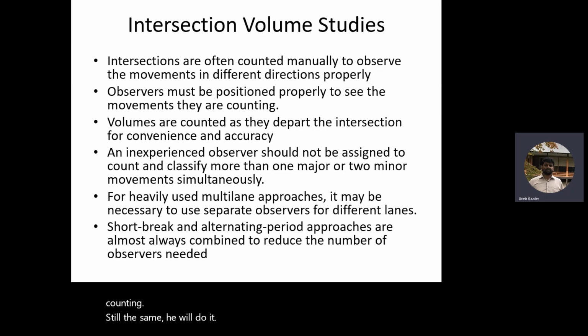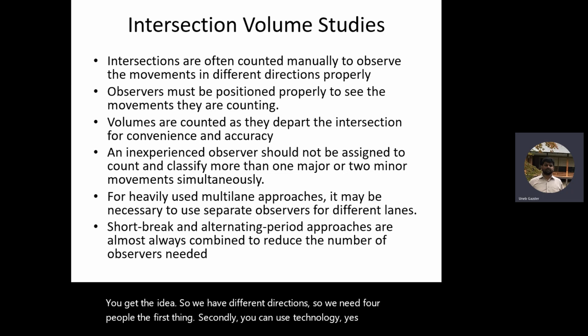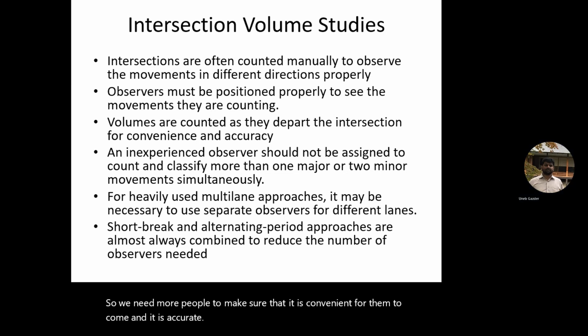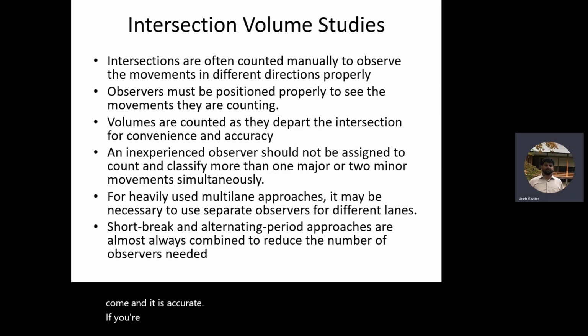Anyways, you get the idea? So we have different directions, so we need more people. The first thing. Secondly, you can use technology, yes, for sure. So we need more people to make sure that it is convenient for them to count and it is accurate. If you are just counting one direction, it is easy for you, and there are fewer chances you will miss the vehicles. Okay.